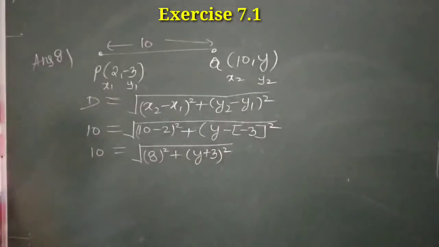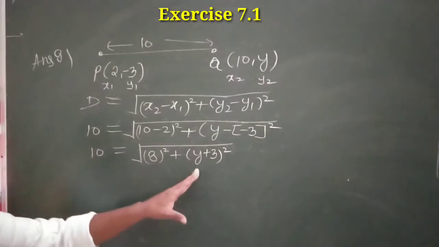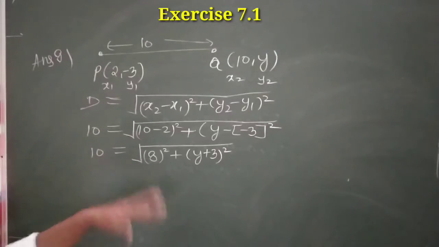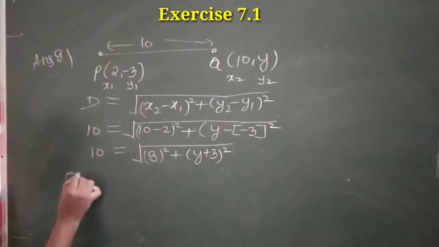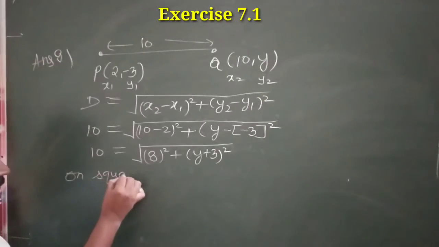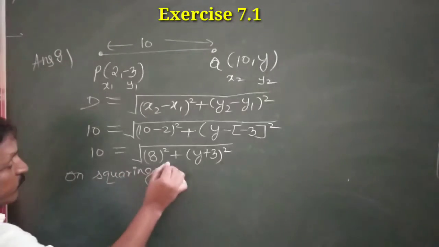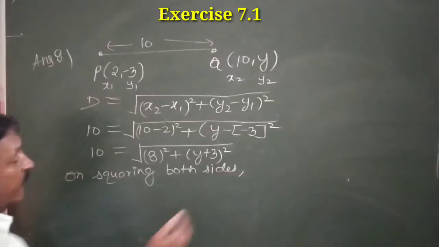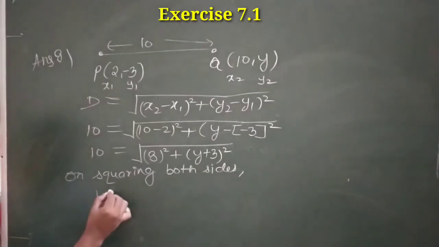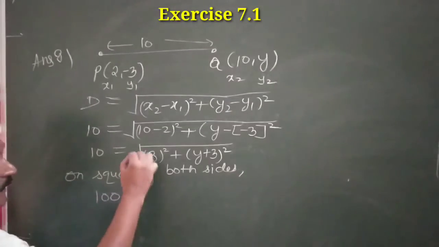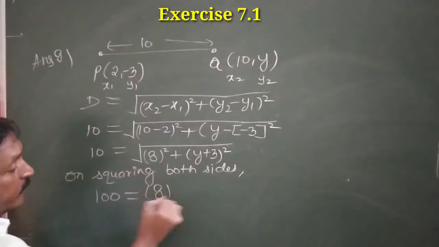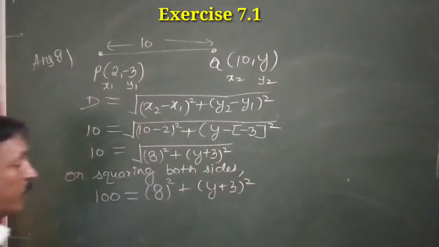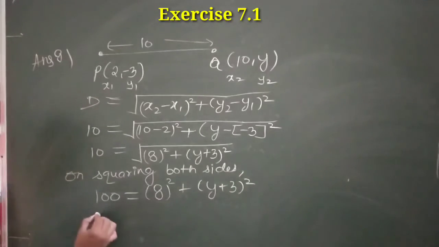Now we have to find the value of y, so we have to remove this square root, and it can be removed by squaring on both sides. On squaring both sides, what will we get? 10 square means 100, and in this part the square root will be removed: 8 square plus (y plus 3) whole square. Okay, so now we have to solve it.